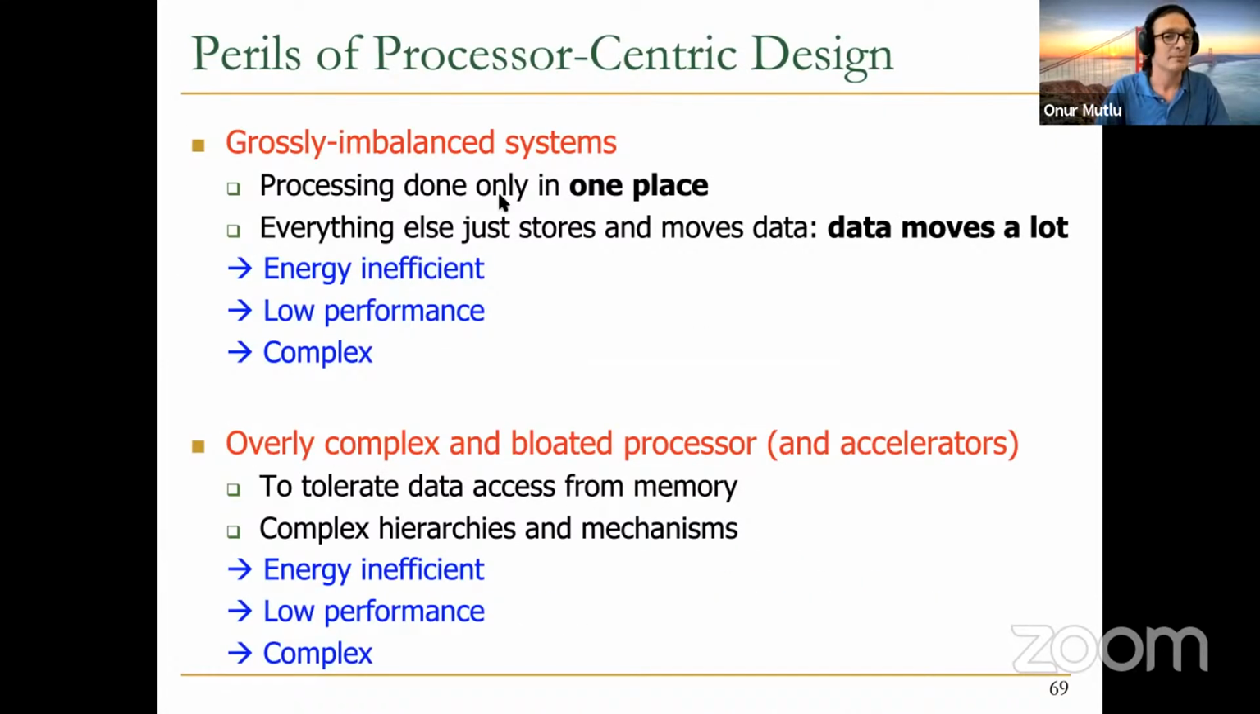So basically, because we have this fundamental choice in the designs that we have in systems today, everything is processor-centric. As a result, we have grossly imbalanced systems. Processing is done in only one place, and everything else moves and stores data. This is energy inefficient, low performance, and complex. As a result, we have an overly complex and bloated processor and system overall, as we have seen in the memory hierarchy. And this is energy inefficient, low performance, and complex as well.